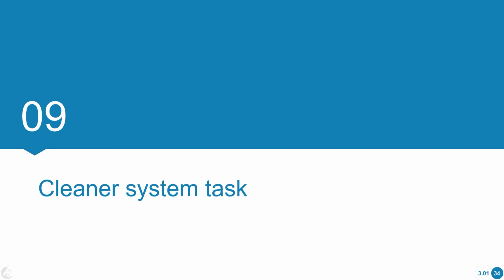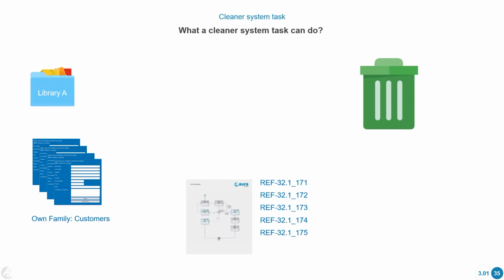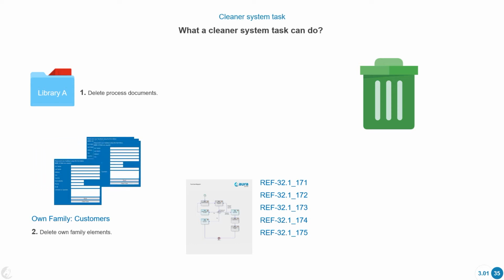Cleaner system task. What does a cleaner system task do? First of all, we're going to see it can delete process documents. So we can select the library and we can delete certain documents from that library. We can also delete own family elements. And we could also delete entire processes.